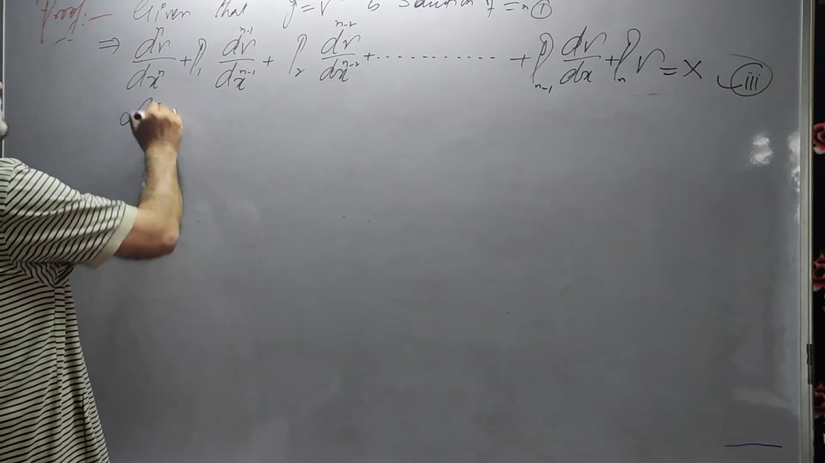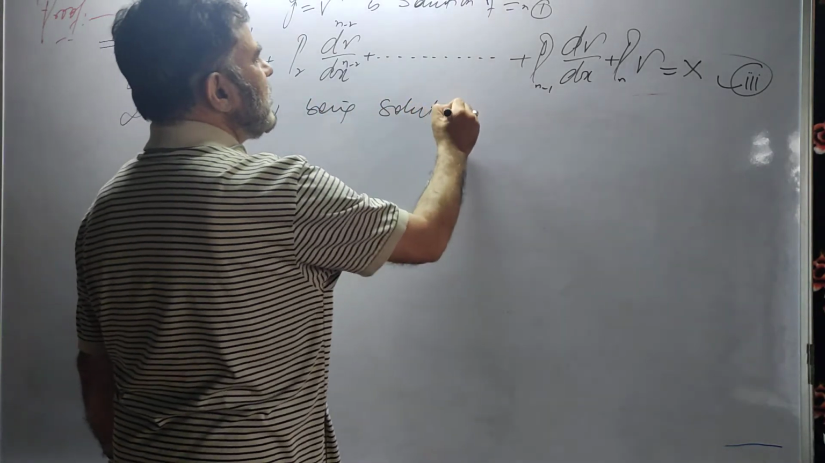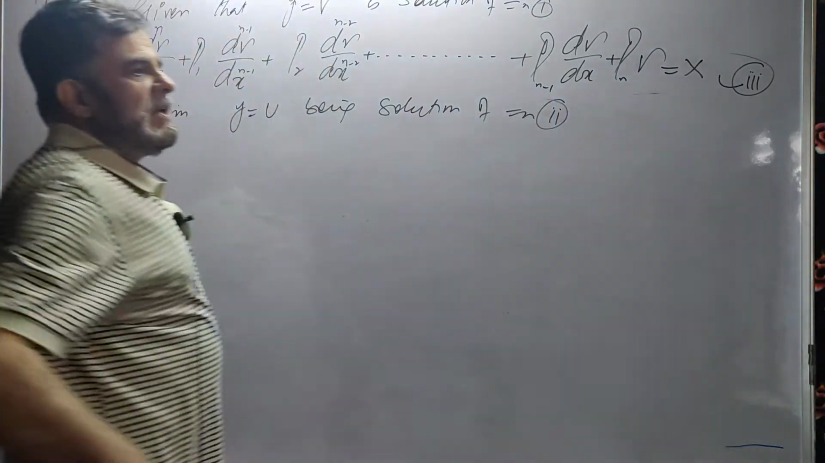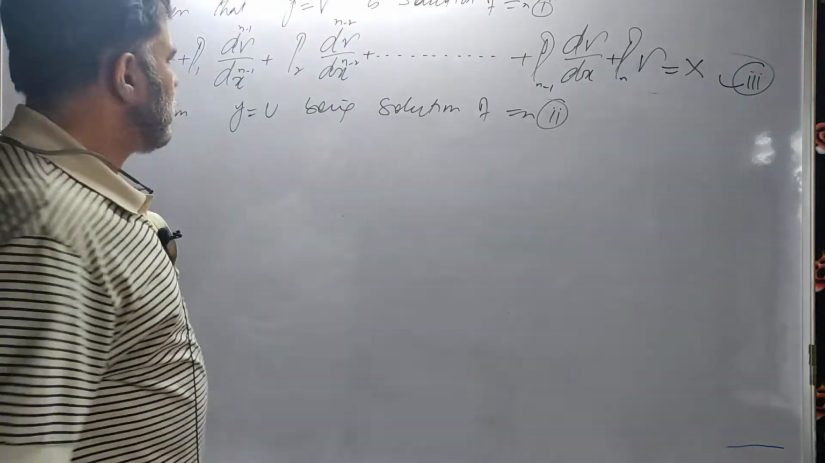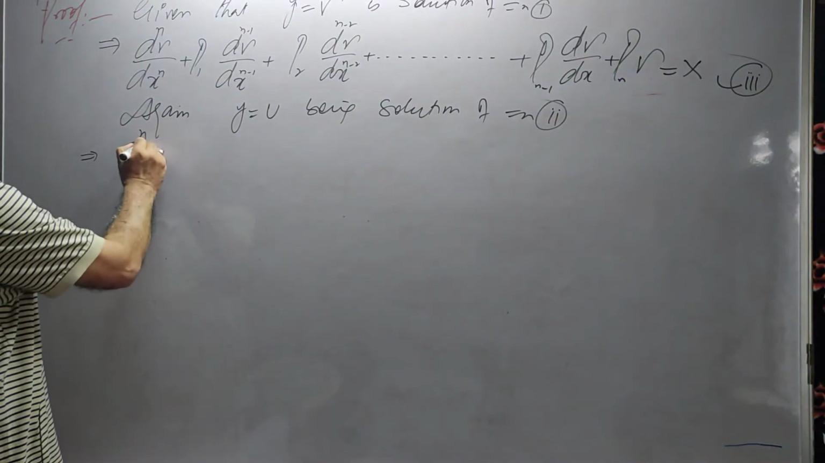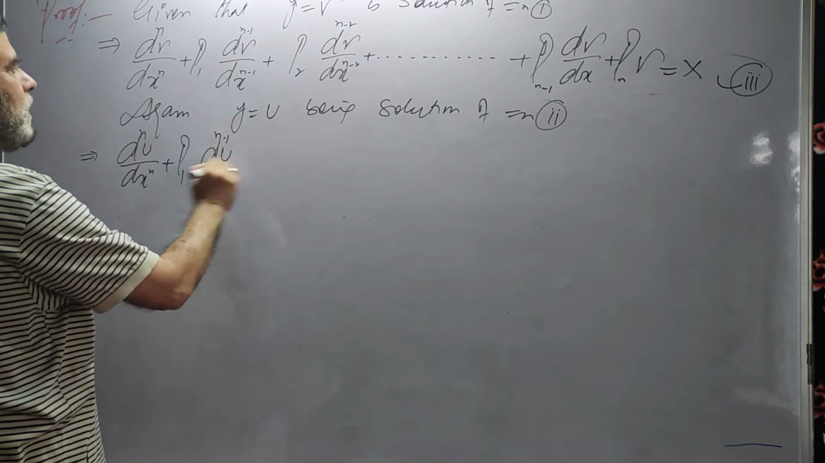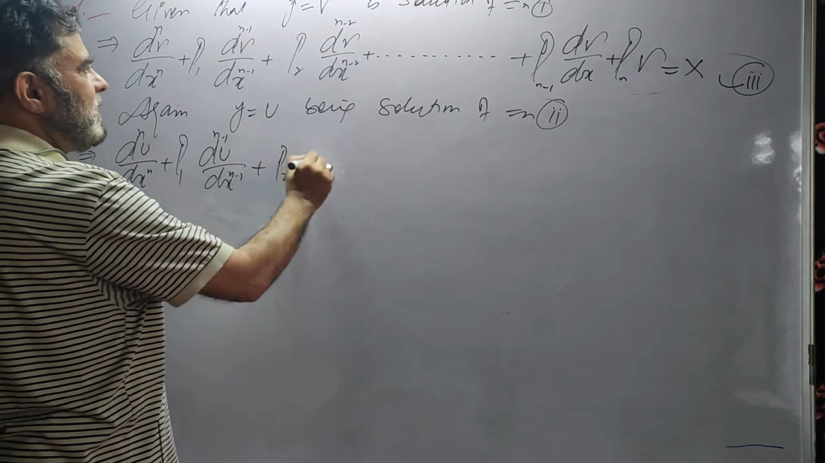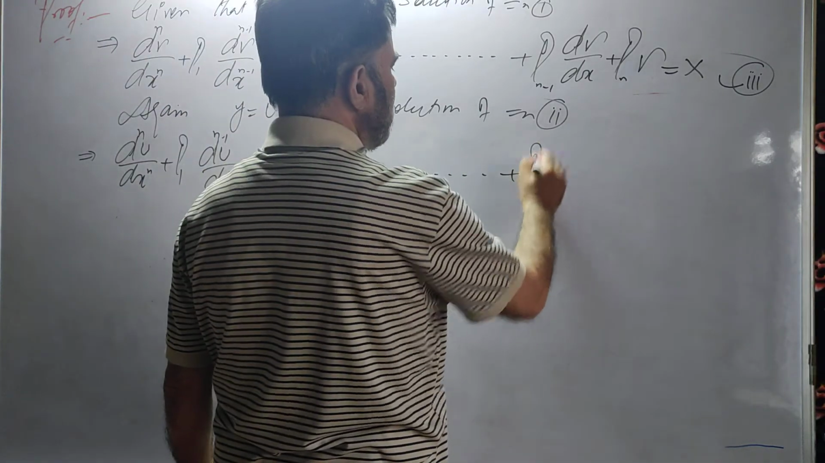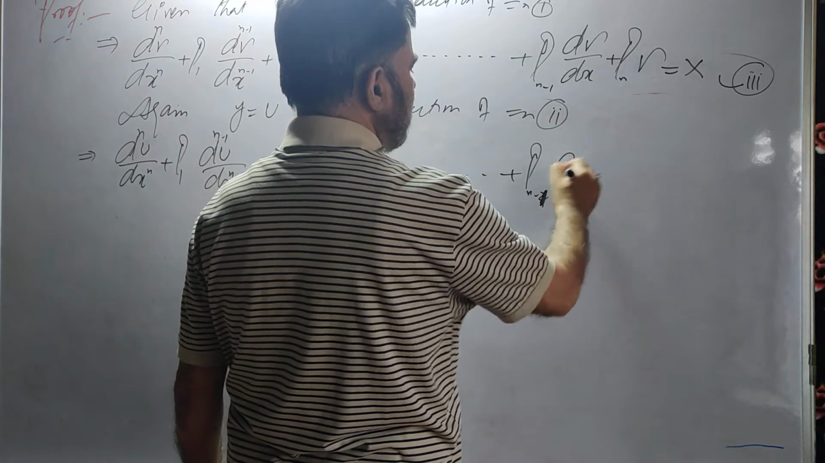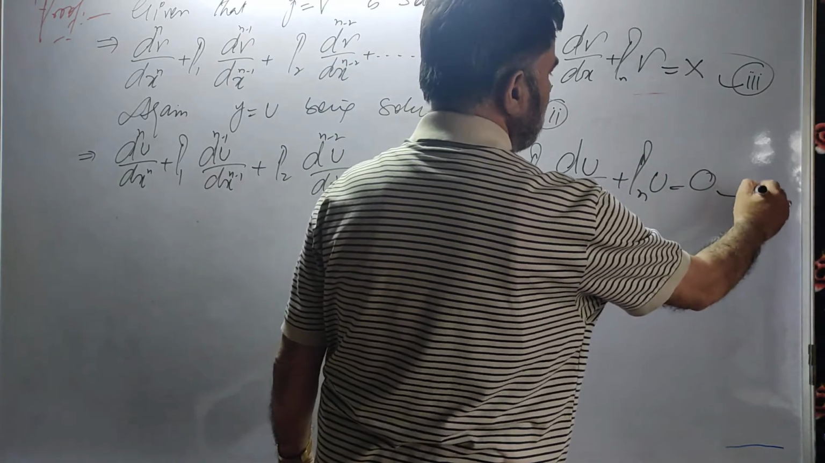Next, you have y is equal to u, the given solution of equation number 2. It will satisfy equation number 2, where the right-hand side is 0. So this means you will write the nth derivative of u, dn u by dxn, plus p1 dn minus 1 u by dx n minus 1 plus p2 dn minus 2 u by dx n minus 2 plus and so on, plus p n minus 1 du by dx plus pn u is equal to 0. This is your fourth equation.